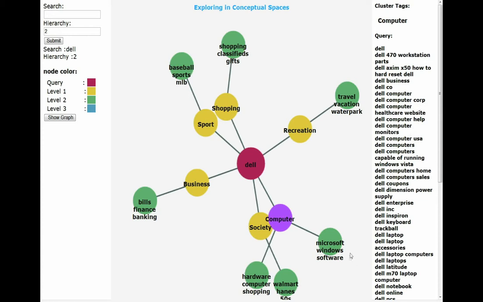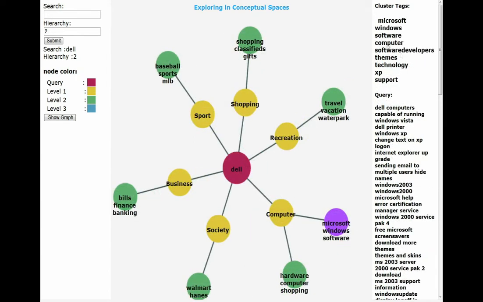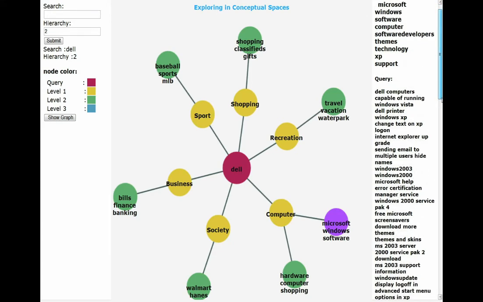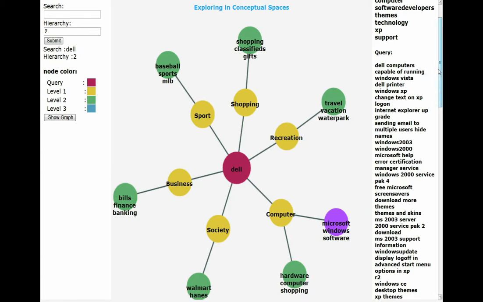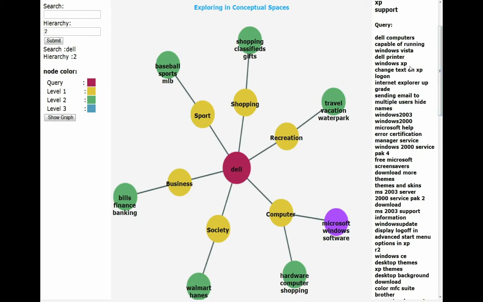If you want to go deeper in the hierarchy, you can, for example, check this cluster, and you can find additional information related or not related directly to Dell about Microsoft, Windows, software, computer. So you can find things like Dell computers again, or you can find things like Windows XP.